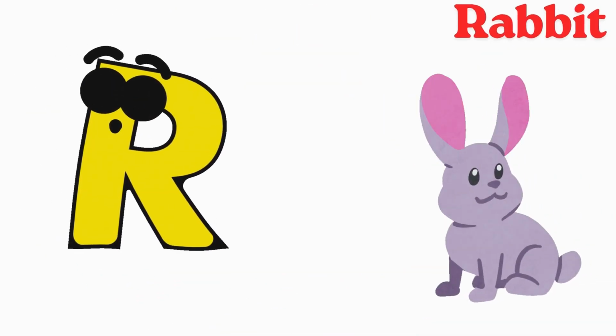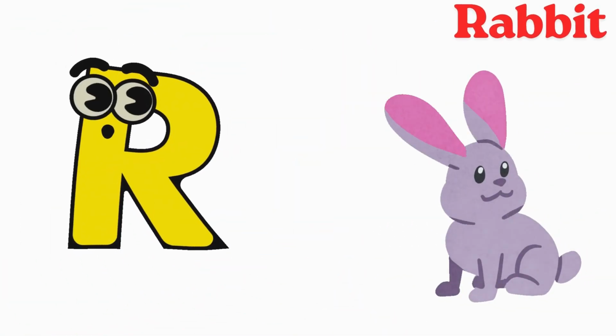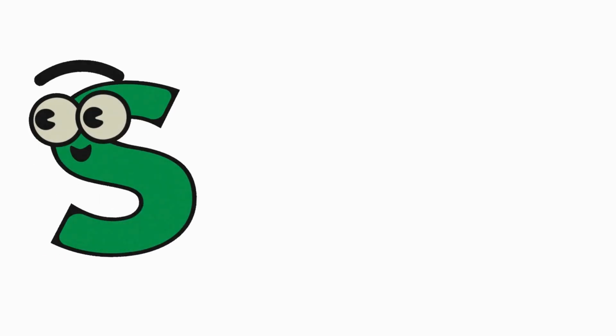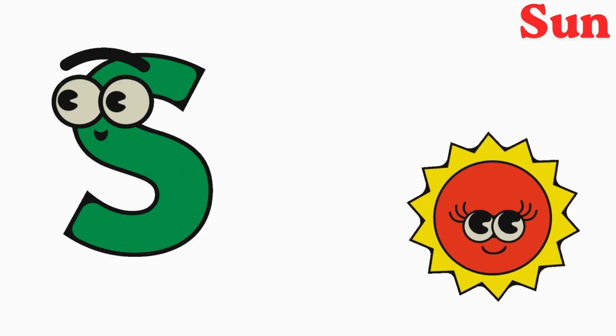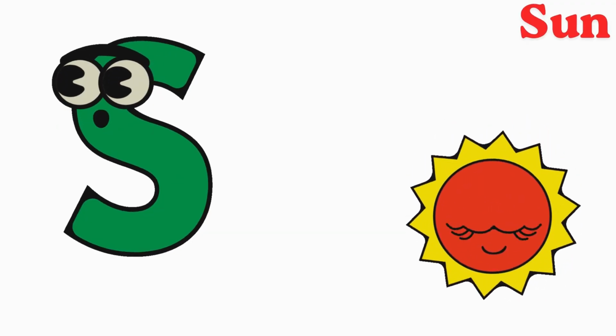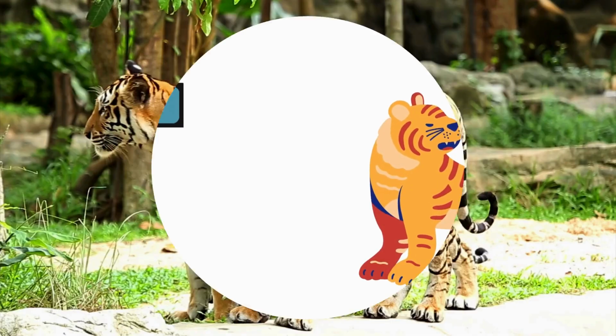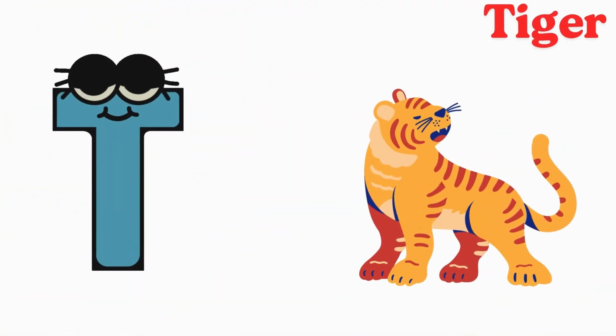R is for rabbit, rabbit. S is for sun, sun. T is for tiger, tiger. U is for umbrella.